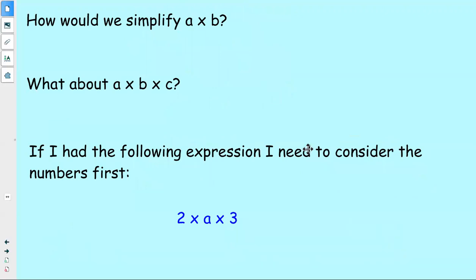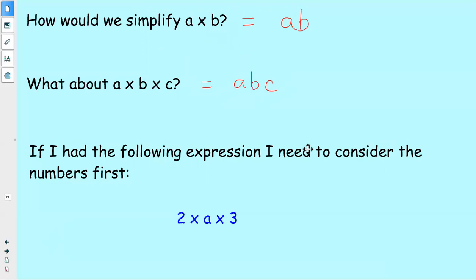How do we simplify A multiplied by B? So similar to the last slide, even though there's not a number in there, A multiplied by B, you do not have to write the multiplication sign with algebra, so you would just write AB, and you need to know that AB is the same as A multiplied by B. Next one, A multiplied by B multiplied by C would be written like ABC.